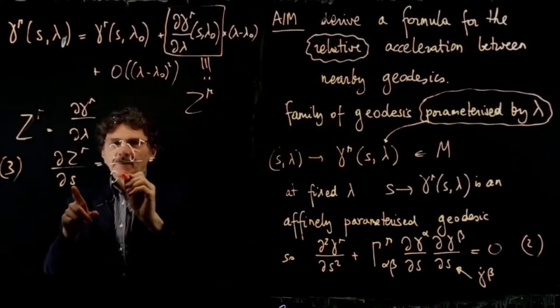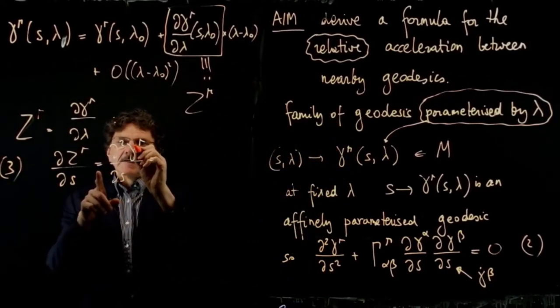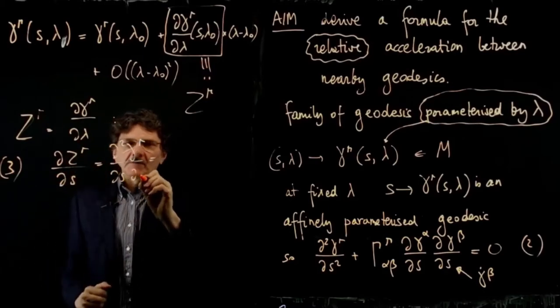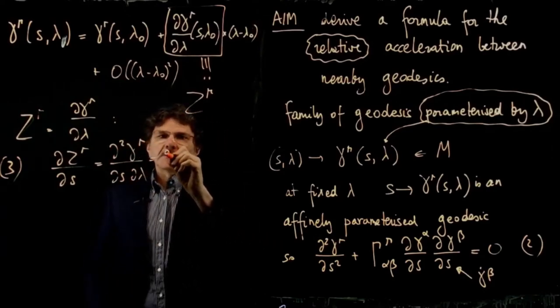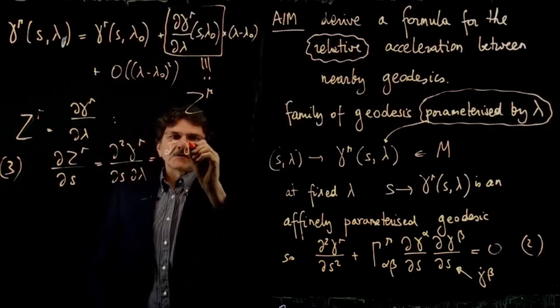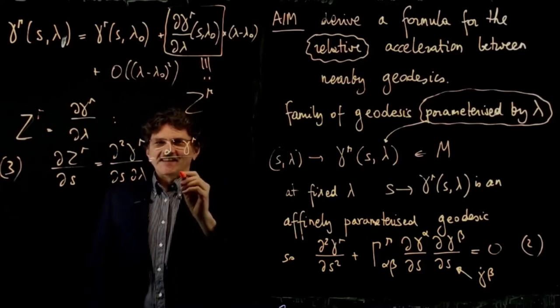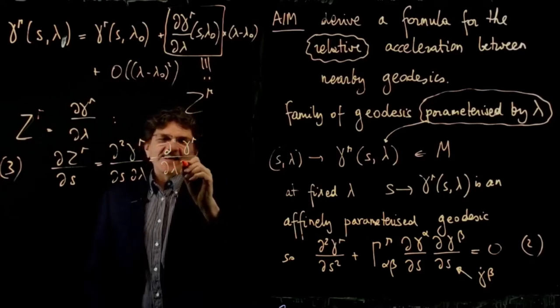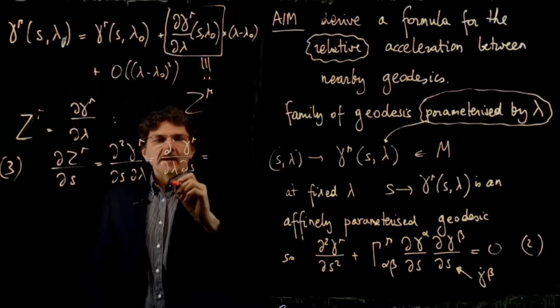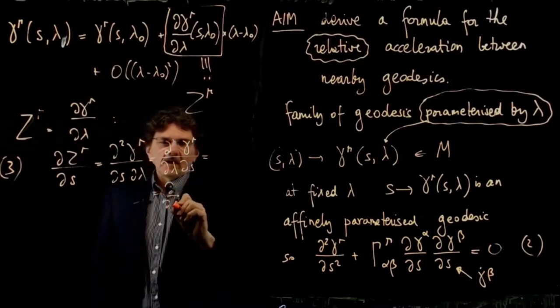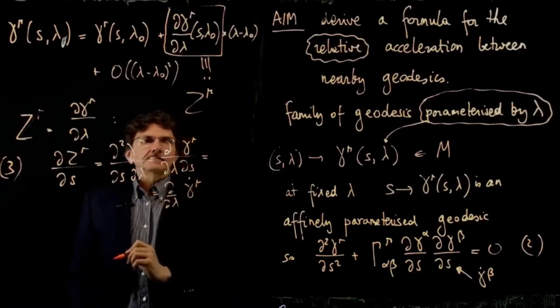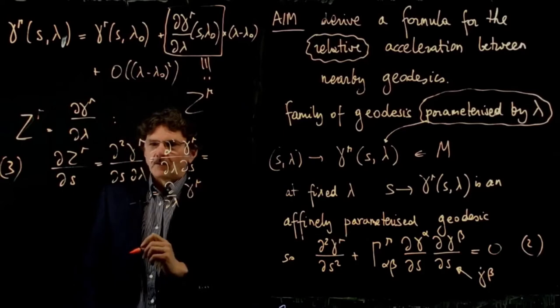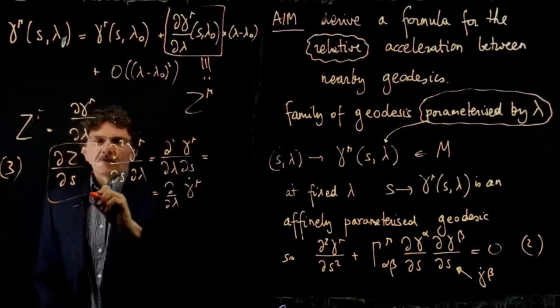So this is d over ds, and z mu is d over d lambda, right? But I can change the order here because there's a Mr. Schwartz who told me that I can do this. And therefore, this is the same as d over d lambda of gamma dot. So this is an equation which we're going to need.